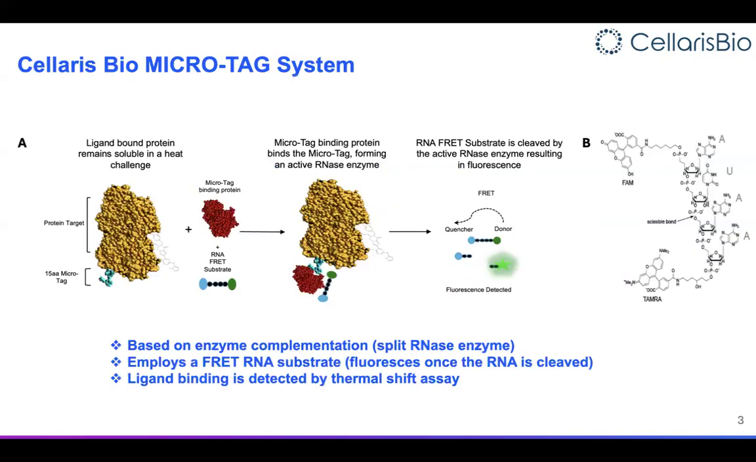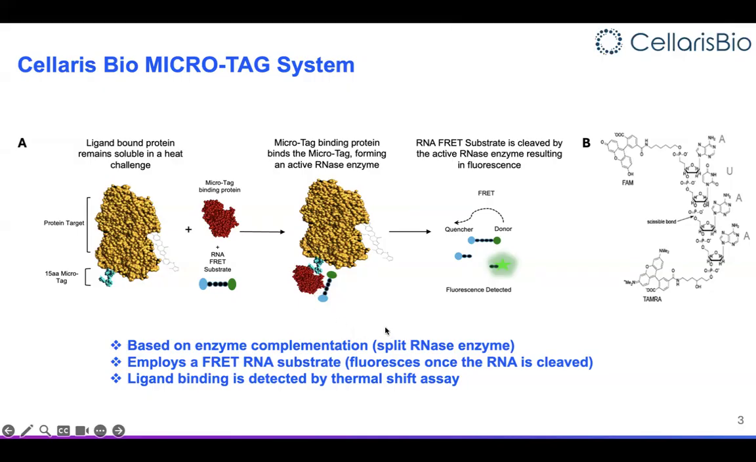So the CellarisBio microtag system is based on enzyme complementation of a split RNase enzyme. This RNase enzyme is composed of two subunits, a small 15 amino acid subunit that we call the microtag, and a larger subunit that we call the microtag binding protein. When these two subunits associate, they form an active RNase enzyme.